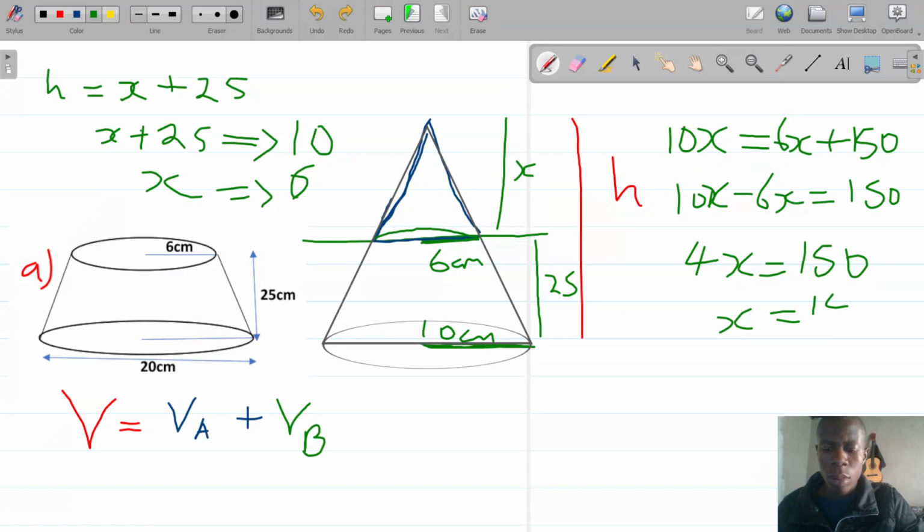150 divide by 4, which is x is equals to 37.5.